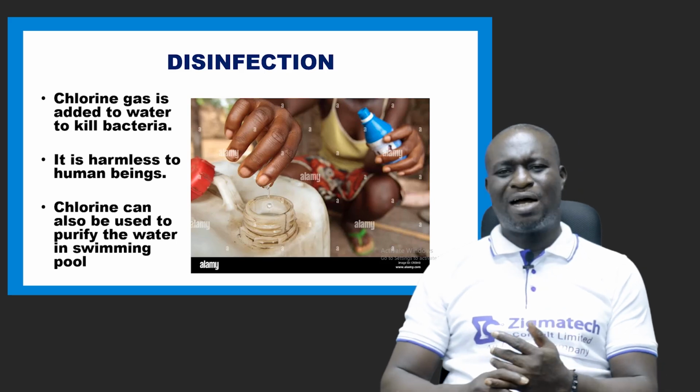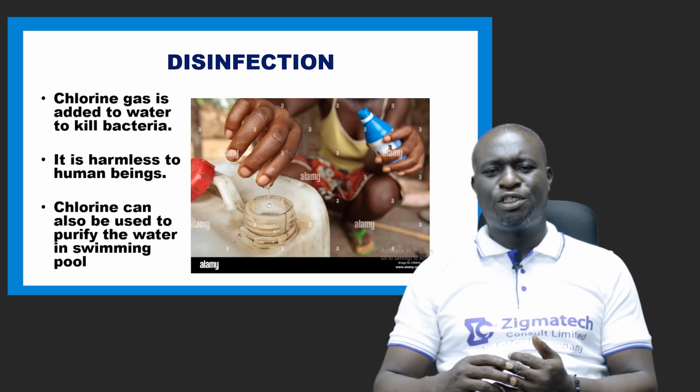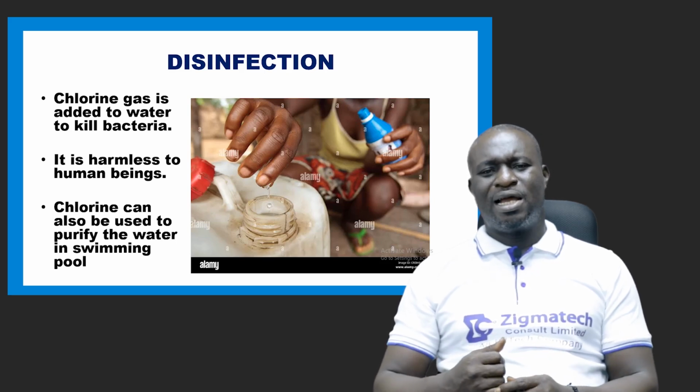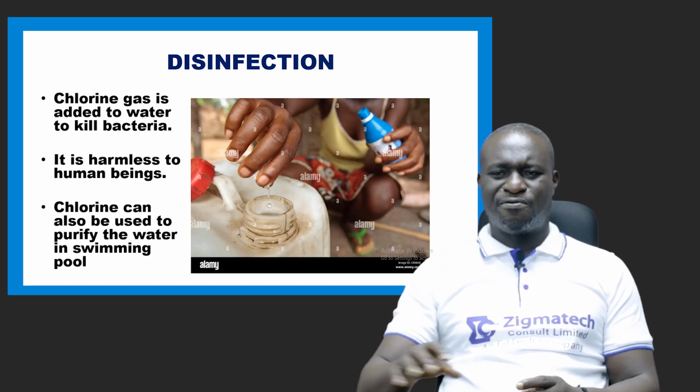The first one we have is aeration. After aeration, you go to coagulation, flocculation, and sedimentation. After that is filtration, and after filtration is disinfection.